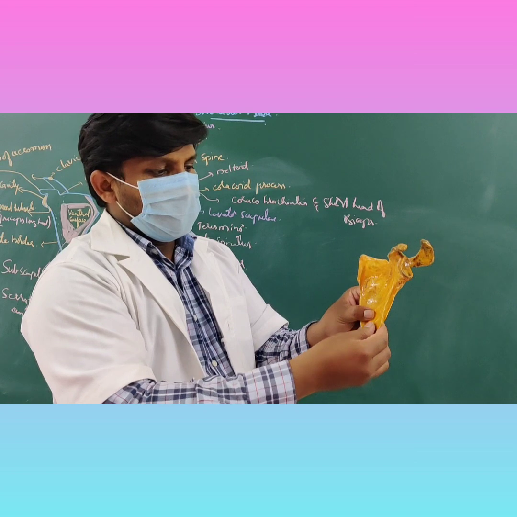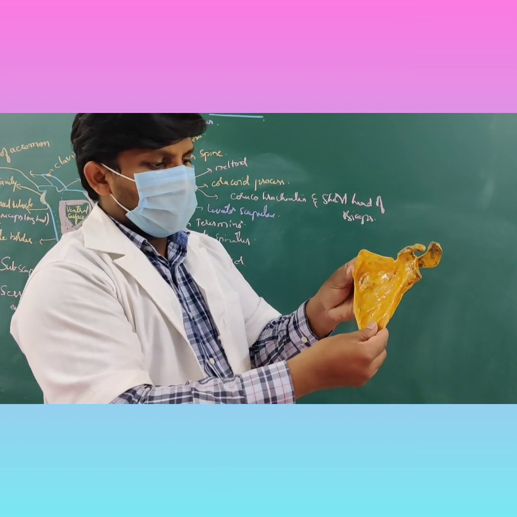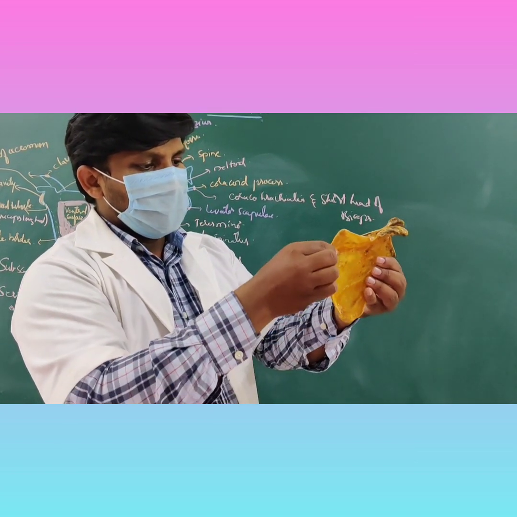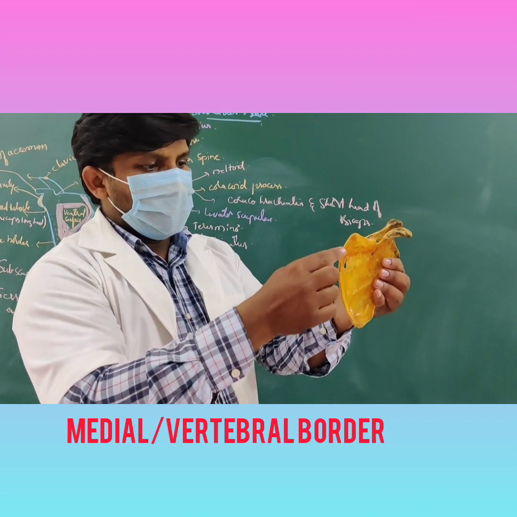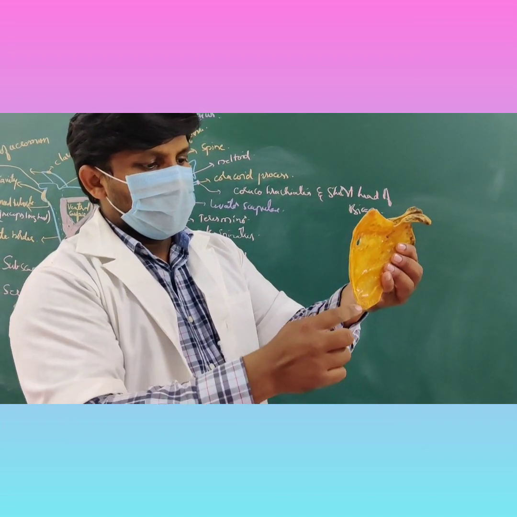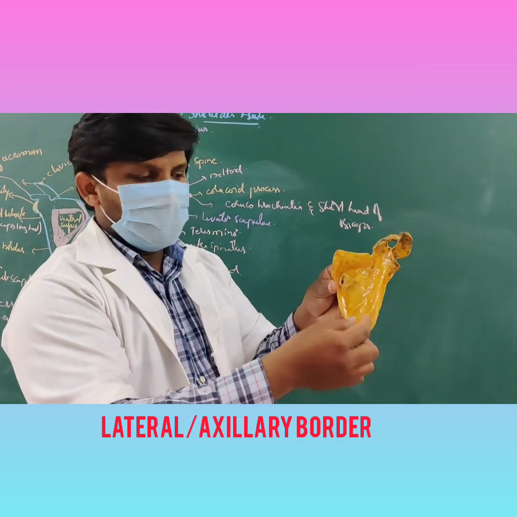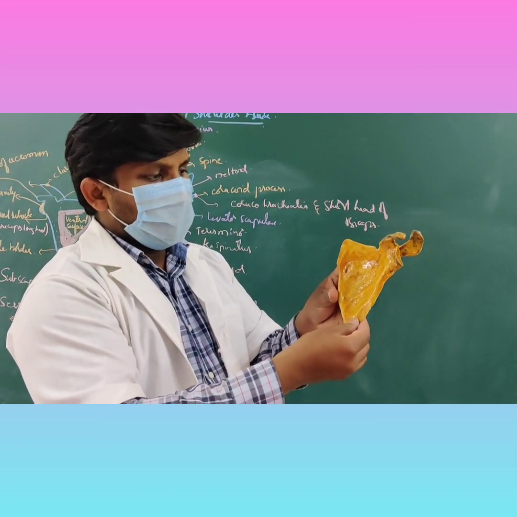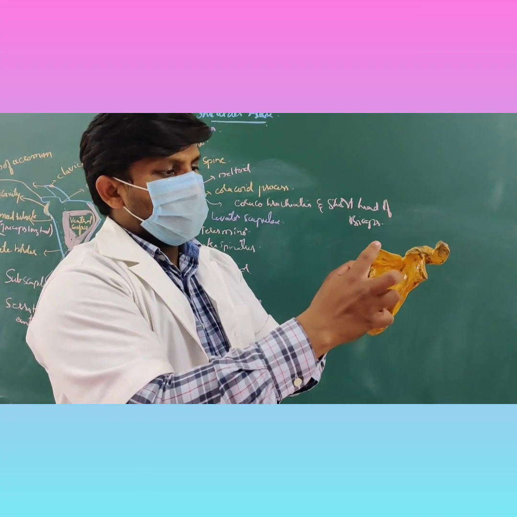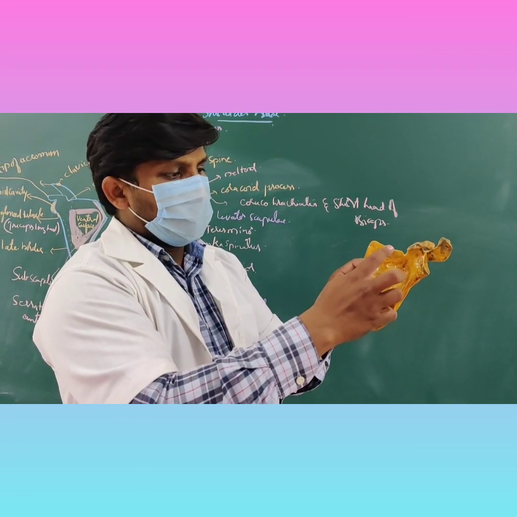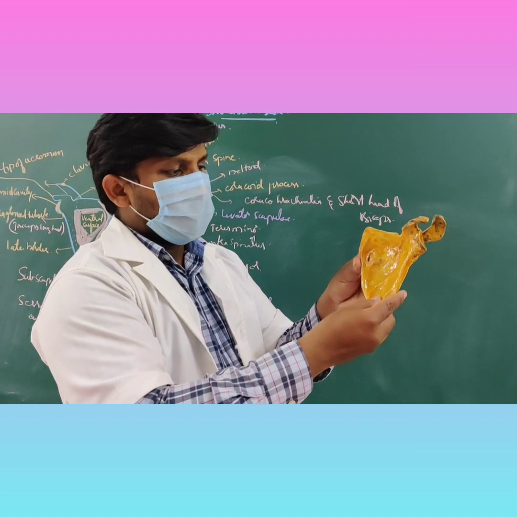Let's next move on to the borders of the scapula. We can see here, this is the medial border. Medial border is sharp. And this is the lateral border. Lateral border is thicker than the medial border. And we have one superior border. The superior border is thin. So there are three borders.